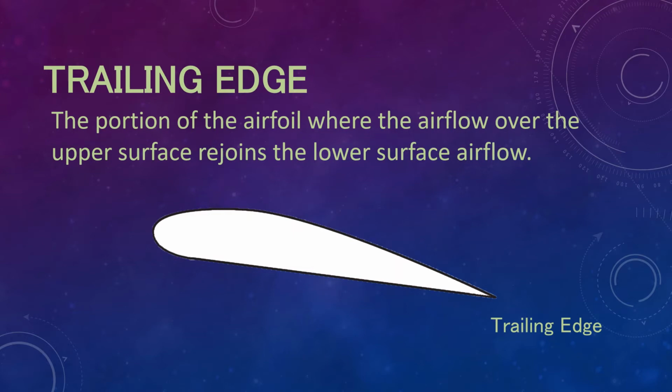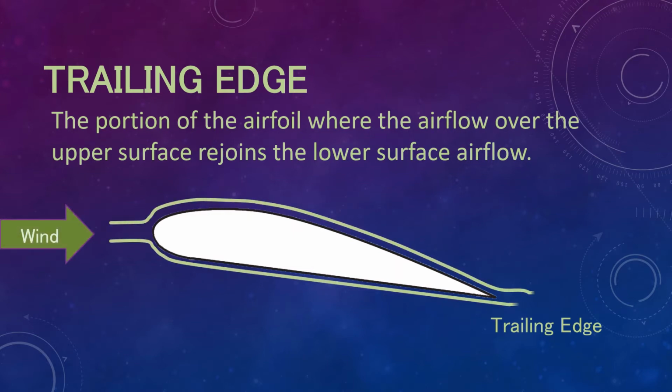As you can probably guess, the trailing edge is the back of the wing or the back edge of the propeller. The FAA makes this definition a little more complicated than it needs to be. They talk in terms of the trailing edge being where the airflow above and below the airfoil rejoins. Just remember that the leading edge is the front of an airfoil and the trailing edge is the back.